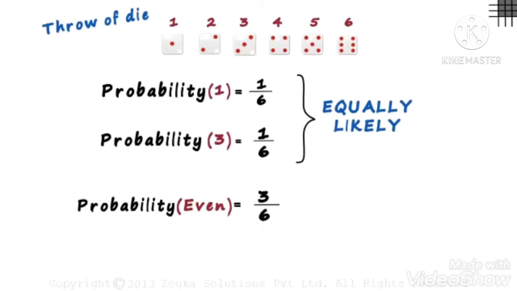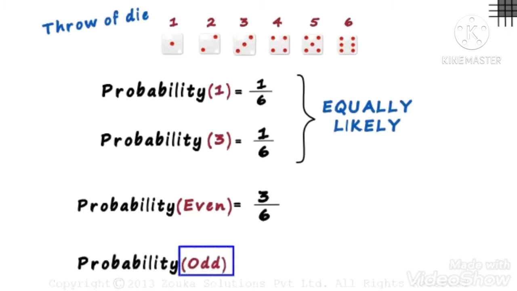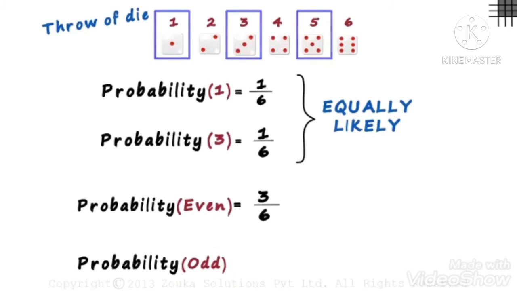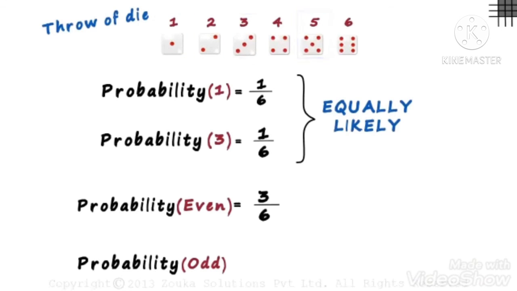Let's see one last question related to a throw of a dice. What will be the probability of getting an odd number? 3 outcomes can result in an odd number: 1, 3 or 5. It means that there are only 3 ways in which the dice can land an odd number: either a 1 or a 3 or a 5. And the total possibilities remain 6. The probability will equal 3 by 6.